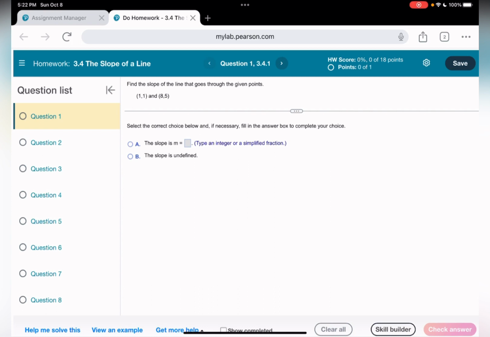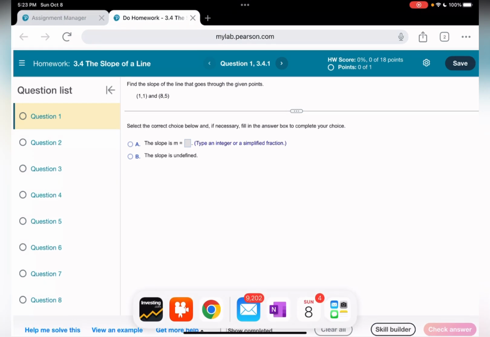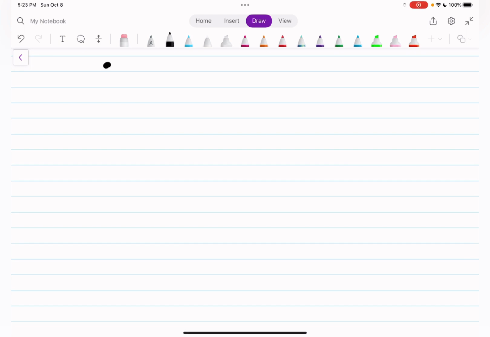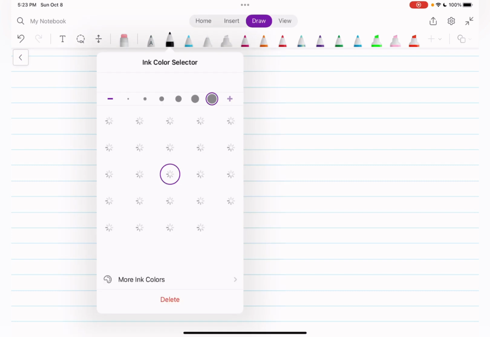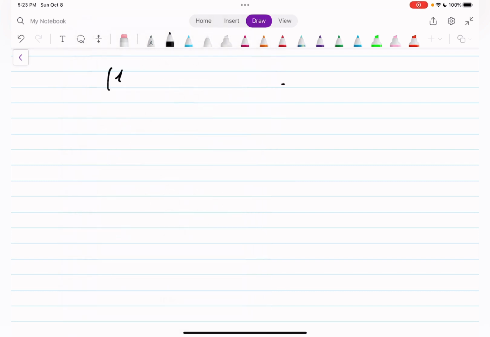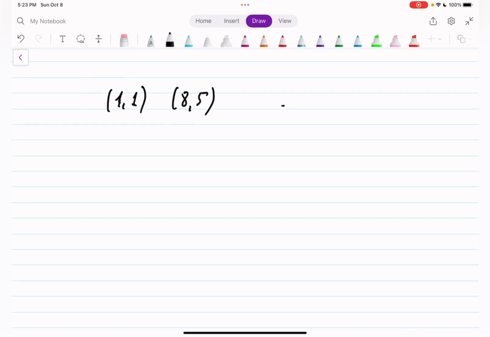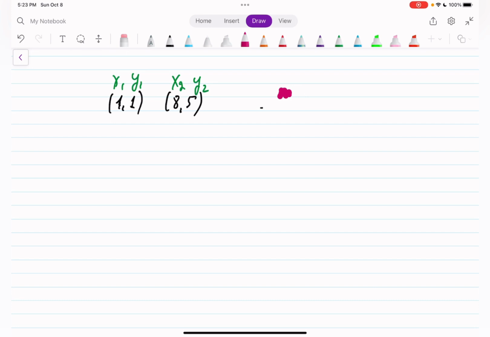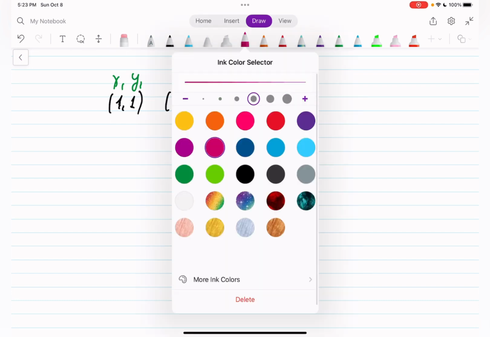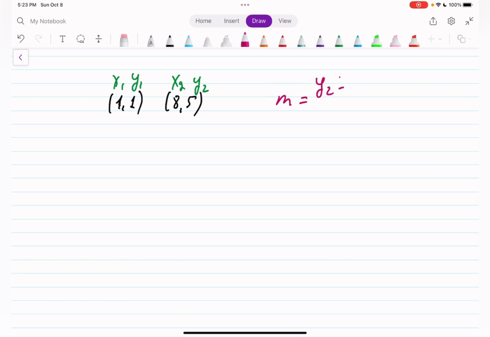We are working on homework 3.4, slope of the line. Find the slope of the line that goes through the given points (1, 1) and (8, 5). So what do we have? We have x1, y1, x2, y2. Slope m is equal to y2 minus y1 over x2 minus x1, or y1 minus y2 over x1 minus x2.